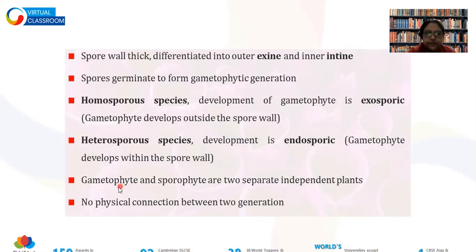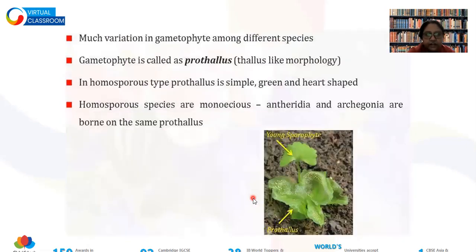So here the gametophyte and sporophyte are two separate independent plants. कोई physical connection भी दोनों के बीच में नहीं होता है. जैसे bryophyte में you must have noticed at the base grass-like plant is there. It's not like that. They can live their life independently. So this is an image of a prothallus and it is monoecious. If it is monoecious, antheridia and archegonia will be present on the same plant.